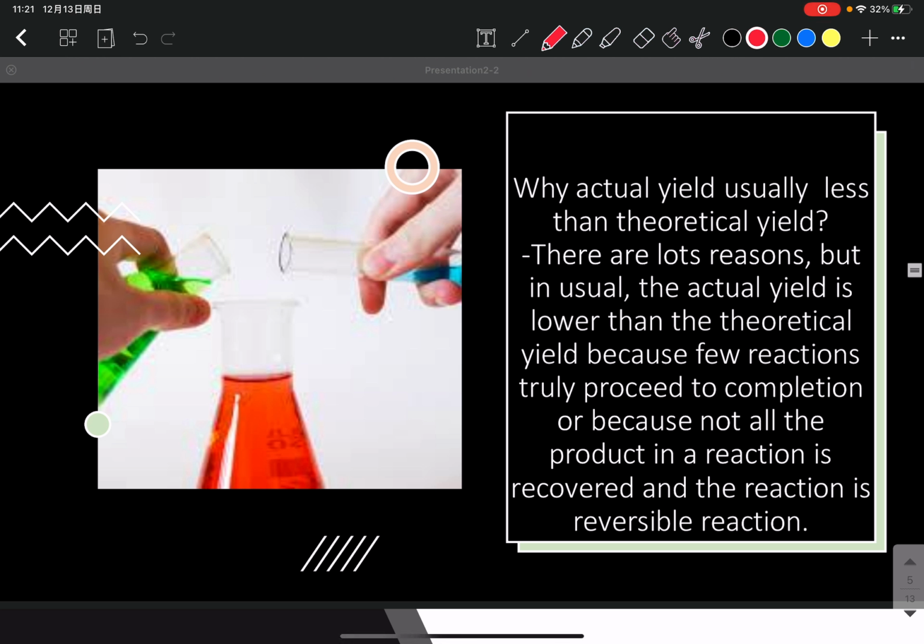So, why is the actual yield usually less than the theoretical yield? There are a lot of reasons, but usually the actual yield is lower than the theoretical yield because of three main reasons. The first is that few reactions truly proceed completely. The second reason is that not all the product in a reaction is recovered. And the last reason is that the reaction is a reversible reaction.